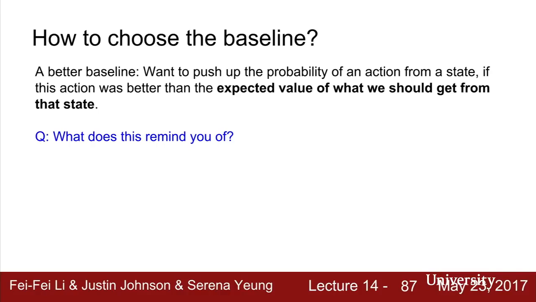Right, so if we're going to think about what's a better baseline that we can choose, what we want to do is push up the probability of an action from a state if the action was better than the expected value of what we should get from this state. So thinking about the value of what we're going to expect from a state, what does this remind you of? Does this remind you of anything that we talked about earlier in this lecture?